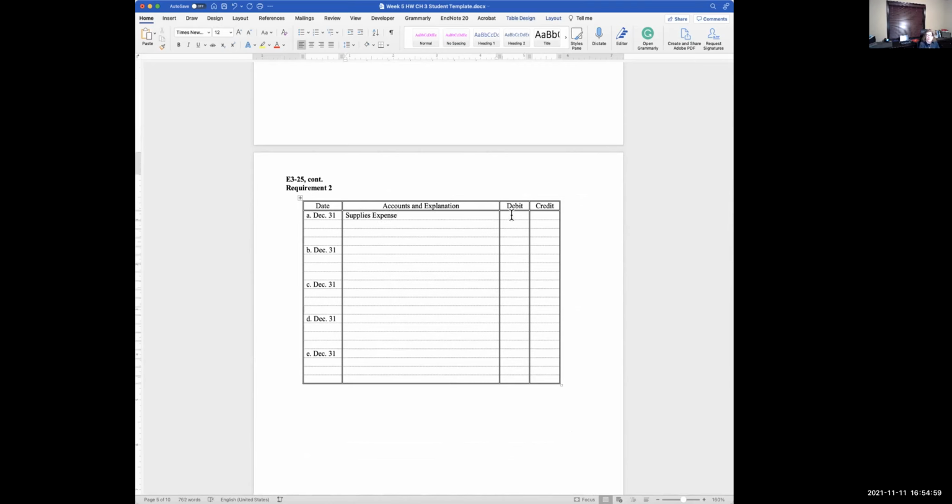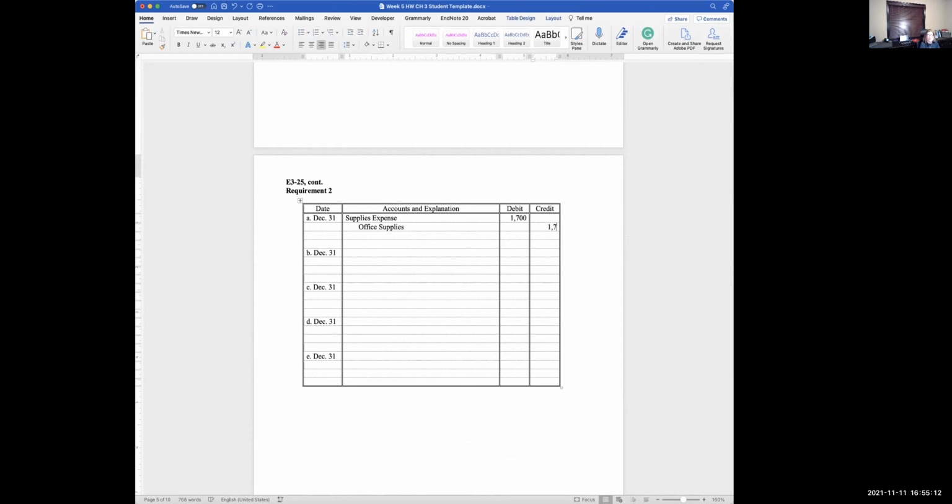And then we're going to enter here $1,700. And then here we're going to enter right here our office supplies because that's the inventory account, you know, the asset account that we have it. And we're going to credit that for $1,700. And then right underneath, we're going to add to record office supplies used.